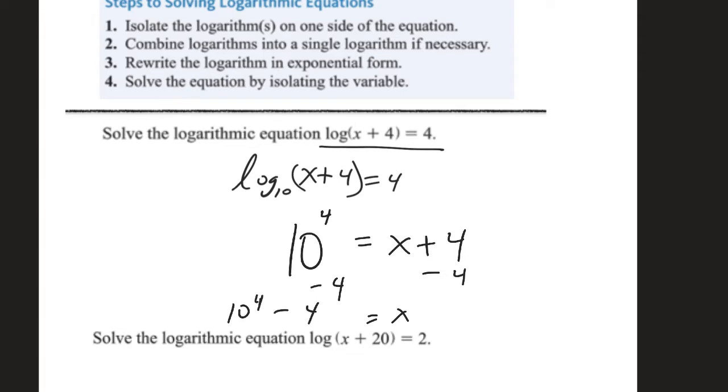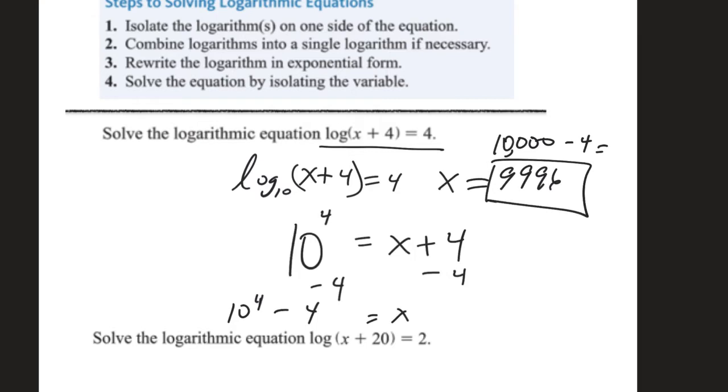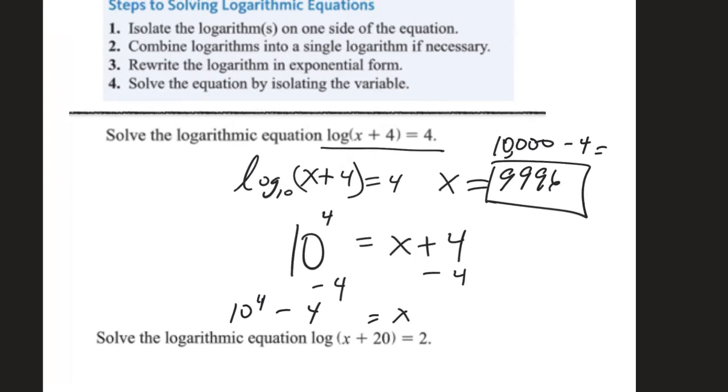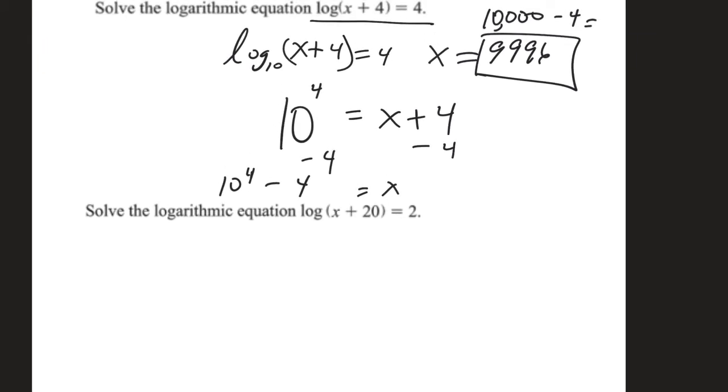10 to the 4th power is 10,000. And 10,000 minus 4 is 9,996. And that's going to be the answer for x. I want you to take a moment, try the same process on the second example. So pause the video and come back in just a moment.